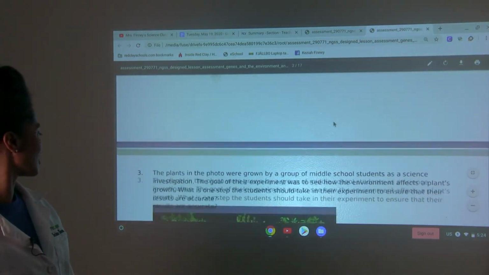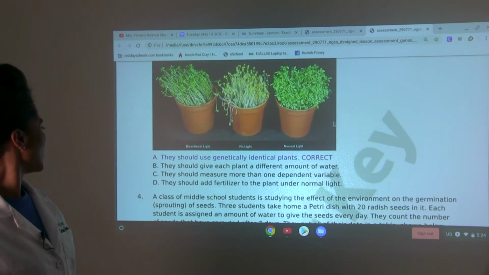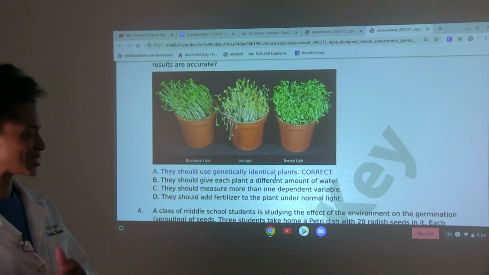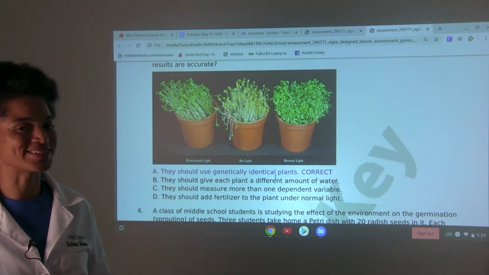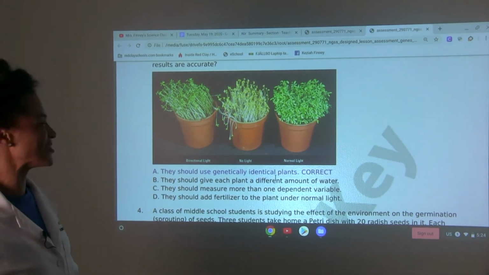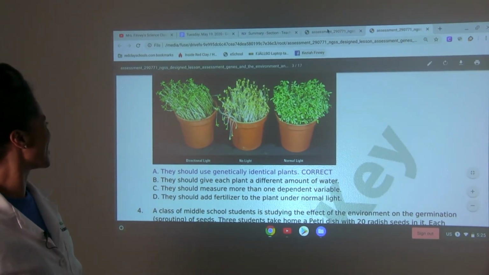Let's take a look here. A, they should use genetically identical plants. Did you pick that? I hope you did. Because I know you know your stuff. Let's go to number 4.